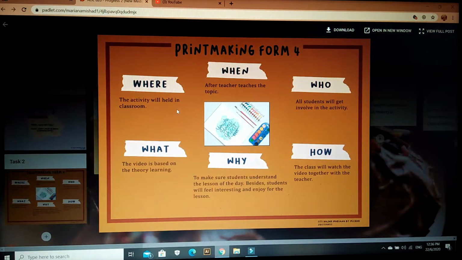Next is the printmaking form 4. So this is the 5W and 1H. Where will the activity be held? In the classroom. When? After the teacher teaches the topic. Who? All students will get involved in the activity. What? The video is based on the theory learning. Why? To make sure students understand the lesson of the day. Besides, students will feel interested and enjoy the lesson. And next is how: the class will watch the video together with the teacher.